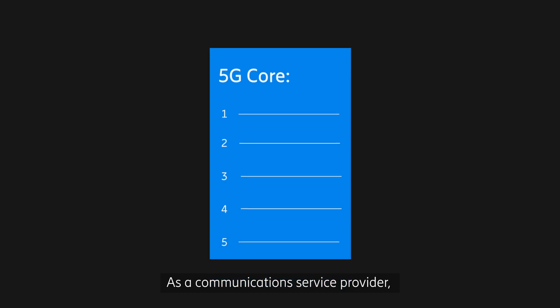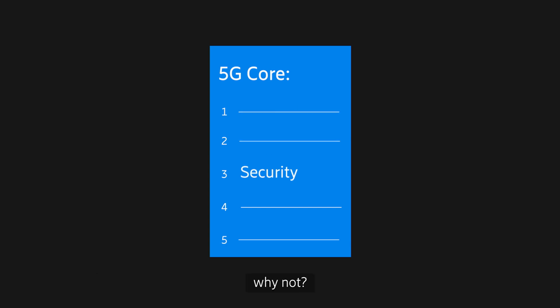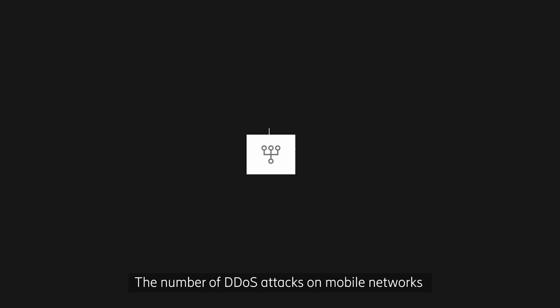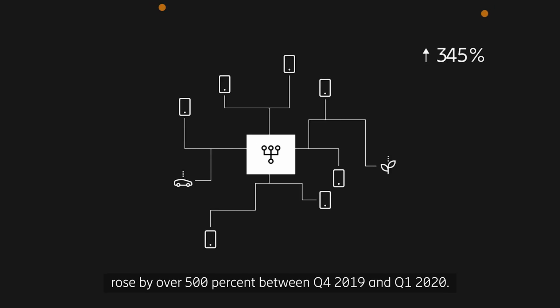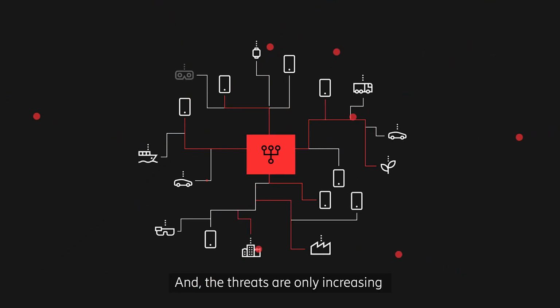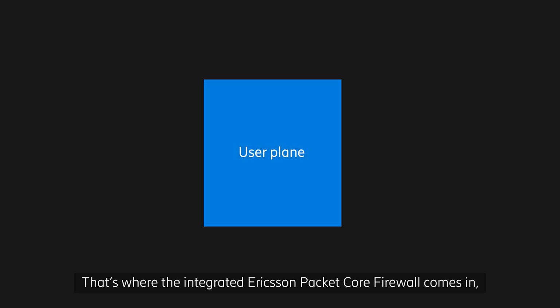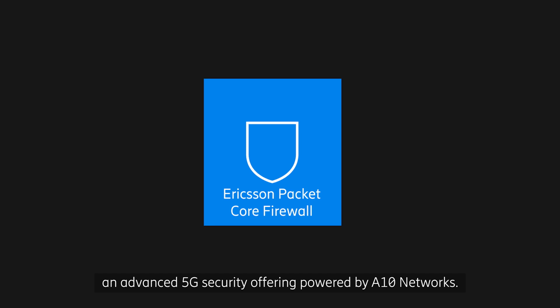As a communication service provider, are you incorporating security in your 5G core requirements? If not, why not? The number of DDoS attacks on mobile networks rose by over 500% between Q4 2019 and Q1 2020. And the threats are only increasing as more and more 5G use cases are introduced into multiple vendor networks. That's where the integrated Ericsson Packet Core Firewall comes in, an advanced 5G security offering powered by A10 Networks.